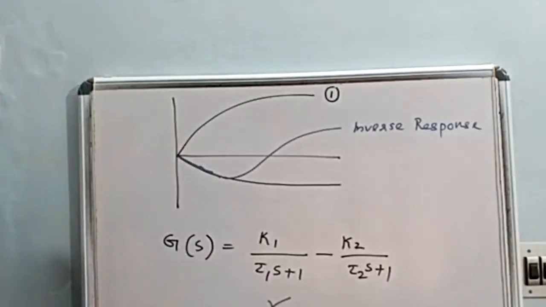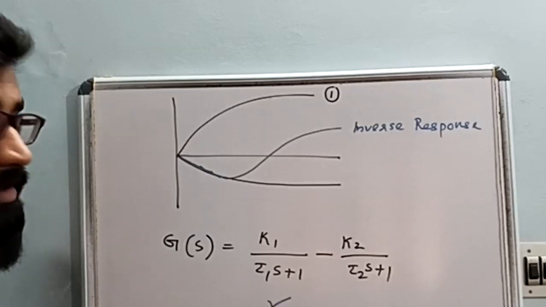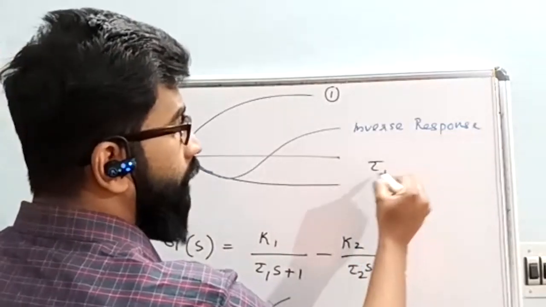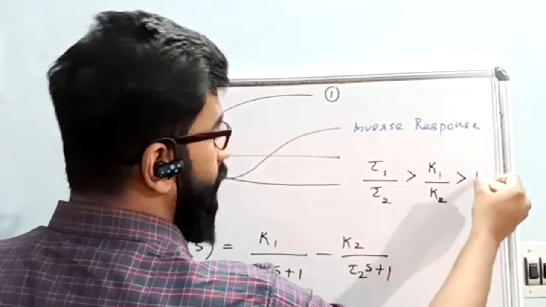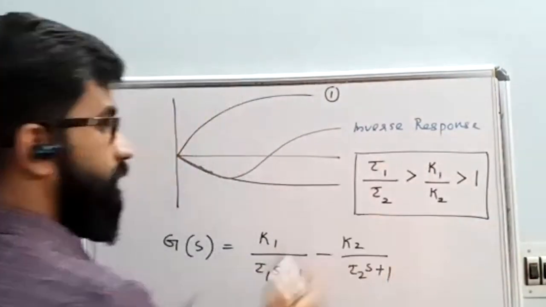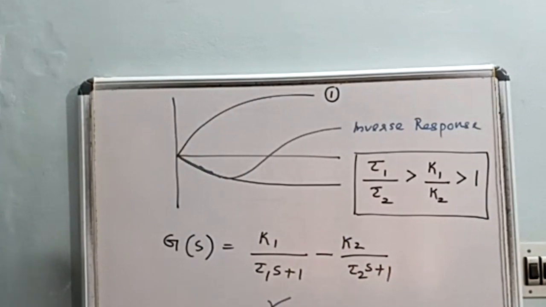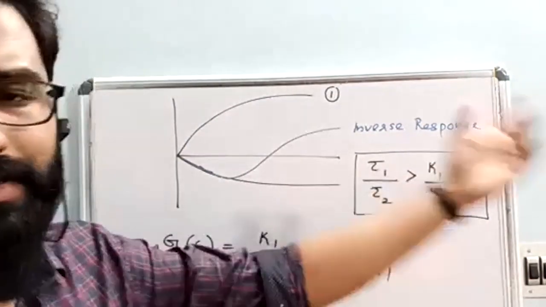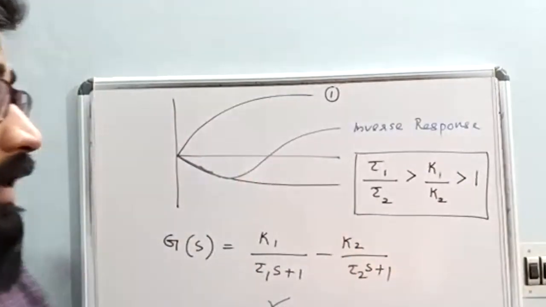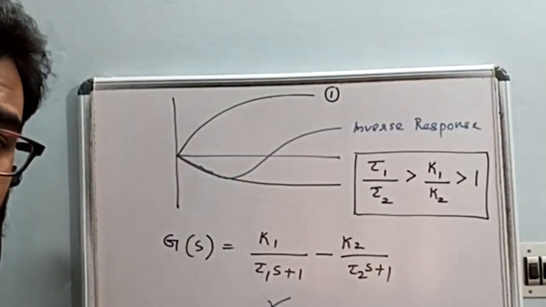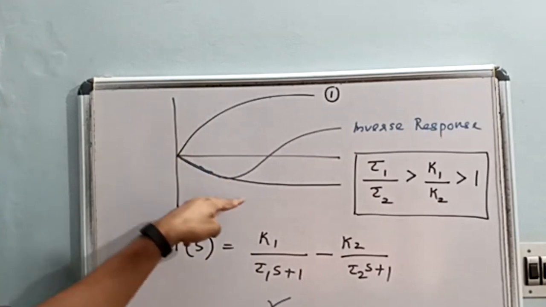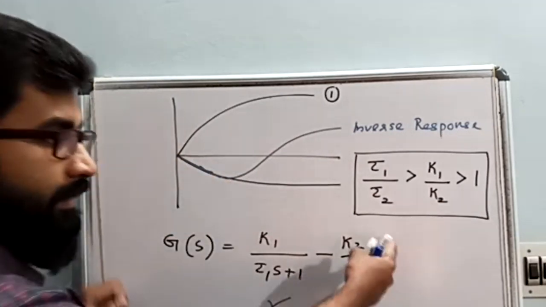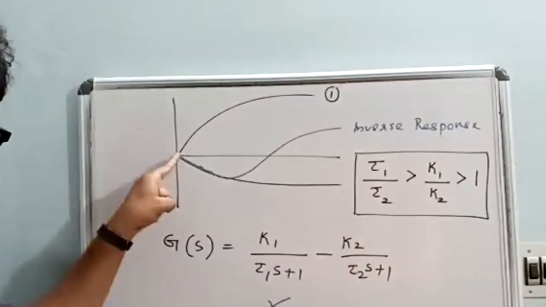We need to understand the conditions for the inverse response. In your GATE questions, what you need to remember is that tau 1 divided by tau 2 should be greater than K1 divided by K2, which should be greater than 1. There is significance to this. If tau 1 by tau 2 is greater than 1, the meaning is that tau 2 has the lower time constant. That's why, when showing inverse response, initially the second system is responding faster.